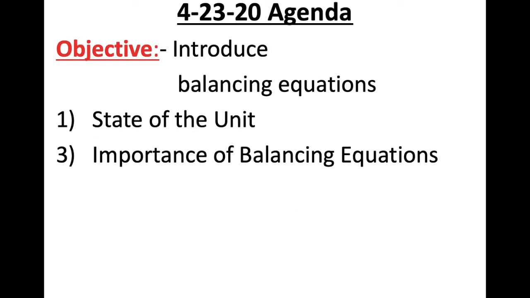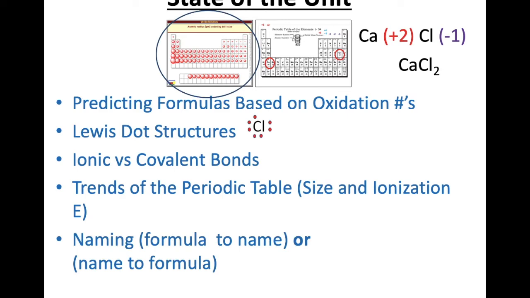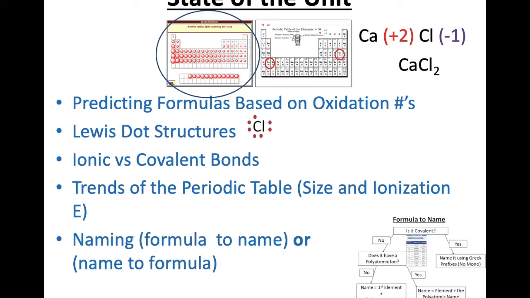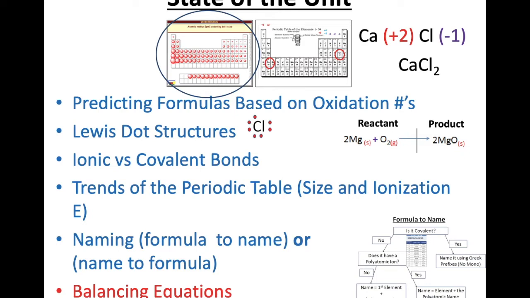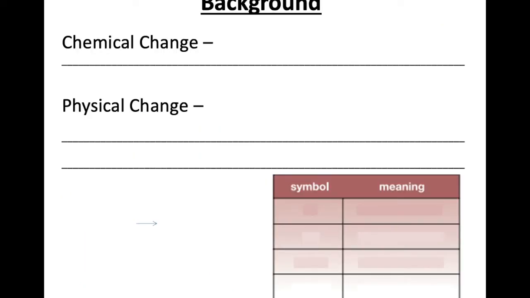Okay, so today our agenda is we're introducing balancing equations. I'm going to give you a little bit of the state of the unit we're in, talk about the importance of balancing equations and how we do it. Everything here in blue is what we have gone through so far in this unit: predicting formulas, Lewis dot structures, ionic versus covalent bonds, the periodic table, and just last lesson we went over naming. Today's lesson is going to conclude this unit on balancing equations, and then we will be completely done with the bonding unit.